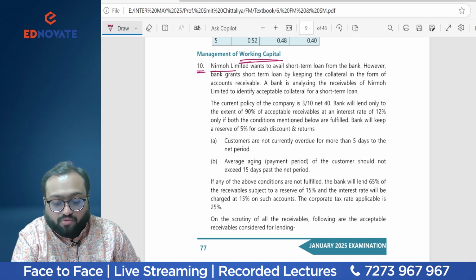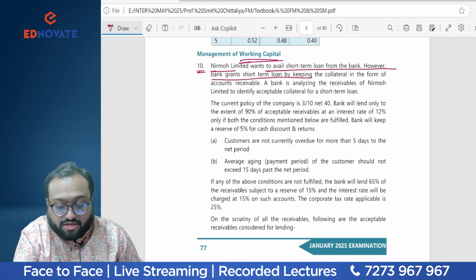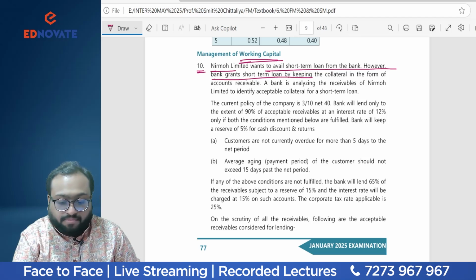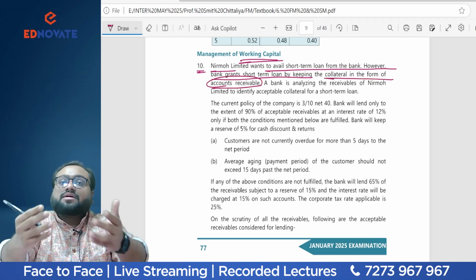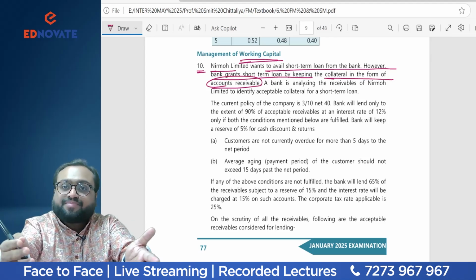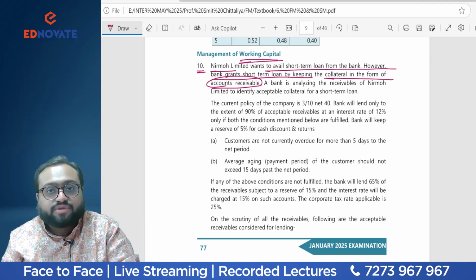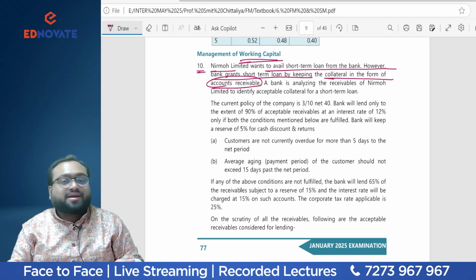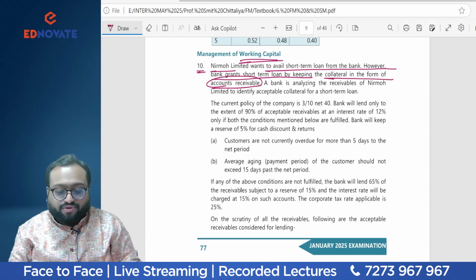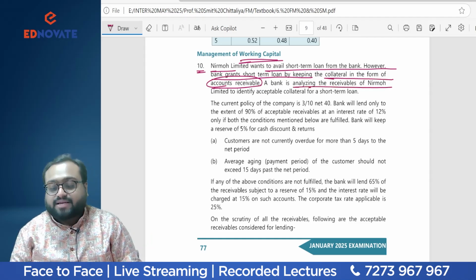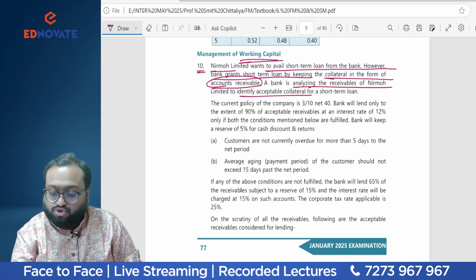Nirmoha Limited wants to avail a short-term loan from the bank. However, the bank grants a short-term loan by keeping collateral securities in the form of account receivables. We keep our receivables, that is debtors, on a collateral basis, and we take a short-term loan from the bank. A bank won't give us a loan directly on the basis of the value of receivables. They will do some analysis. Definitely, a bank does not lend without checking the receivables. The bank is analyzing the receivables of Nirmoha Limited to identify the acceptable collateral for a short-term loan.